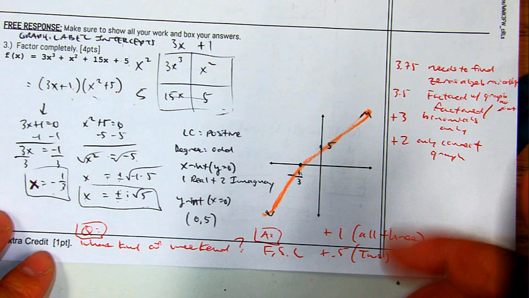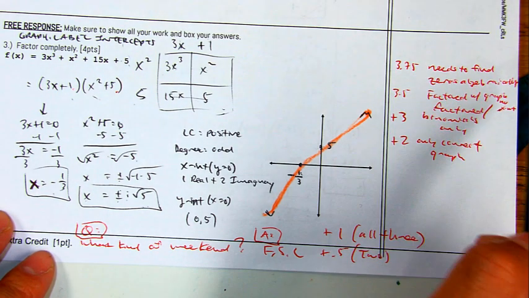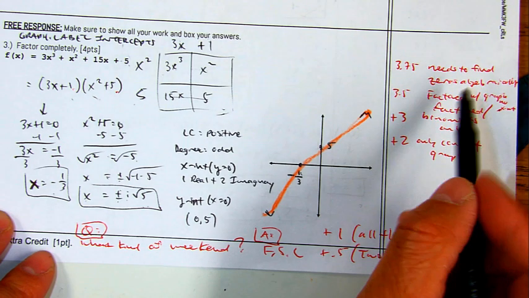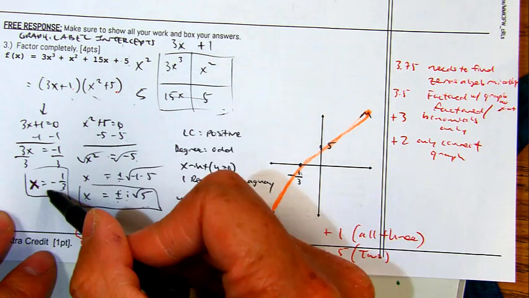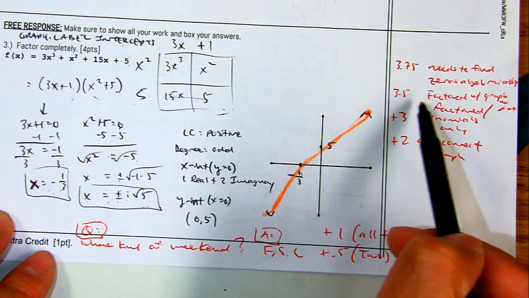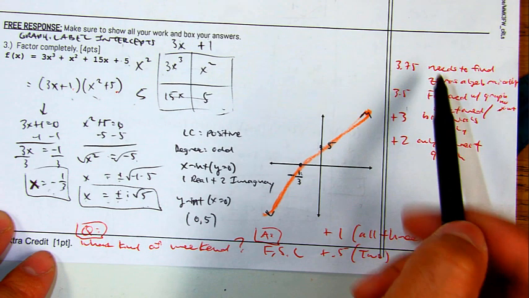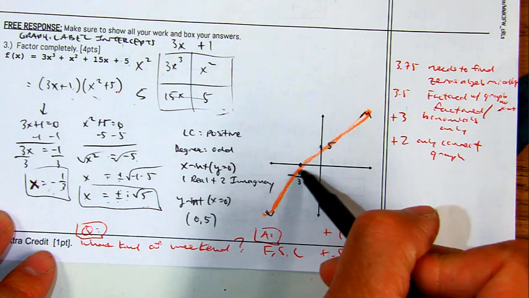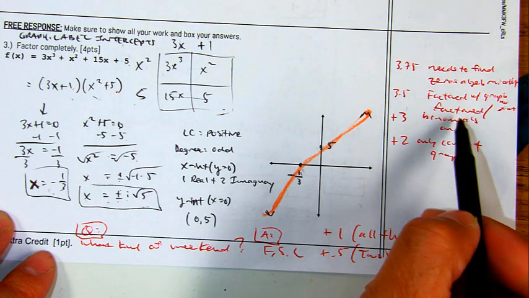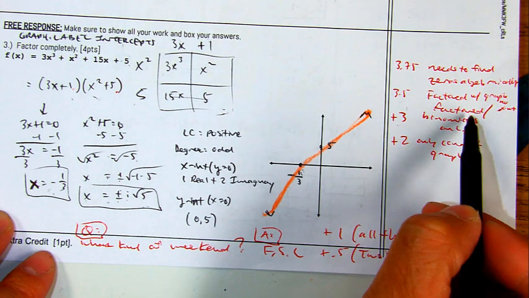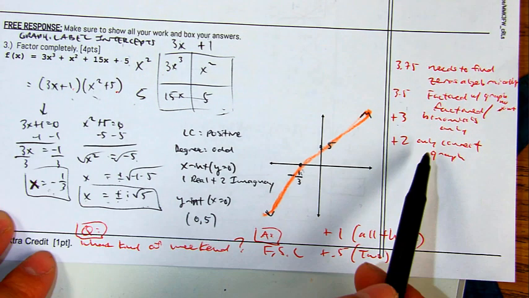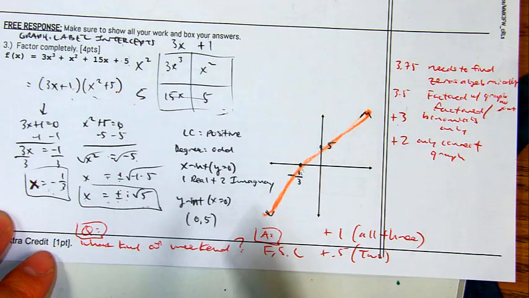I gave you 3.75 if it needs to find the zeros algebraically, meaning if you just use a calculator, maybe you factor it completely and then didn't find these values, or you just used the rational roots theorem. Factored with a graph with no x-intercept, so you didn't write that. And then plus 3 if you just got the factored binomials only, that would give you 3 out of 4. And then only the correct graph, meaning you probably just put it in your calculator.